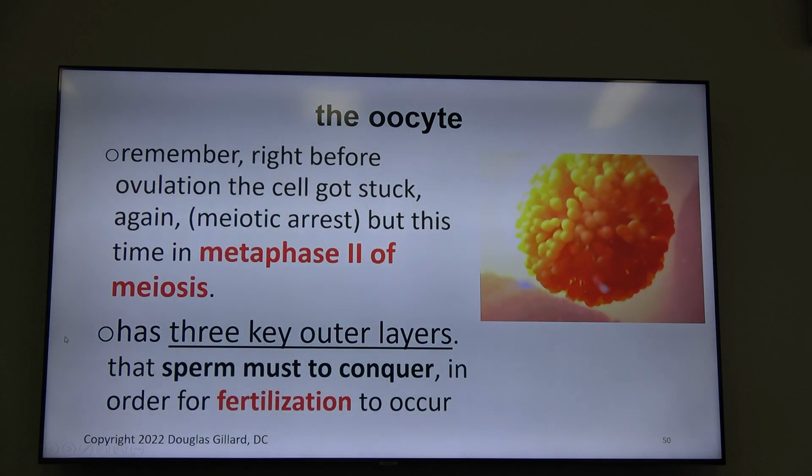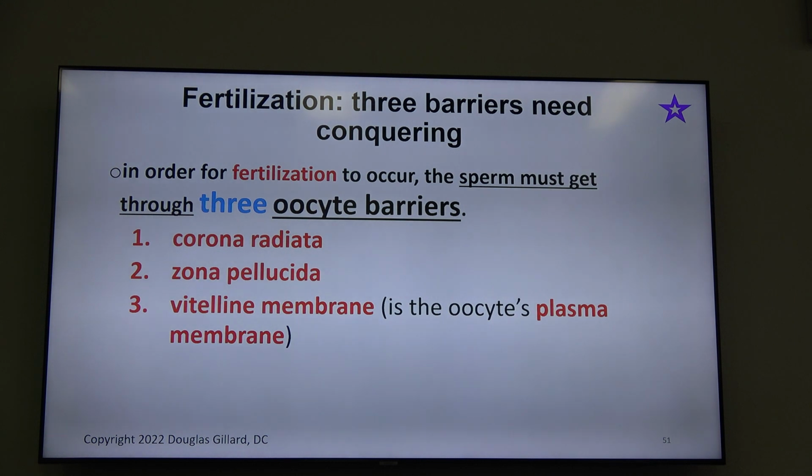And there it is, stuck in metaphase 2 of meiosis, we said. But where's the oocyte? Where's the secondary oocyte? Where's the DNA? Where's the nucleus? It's deep inside this thing. It's protected. So the sperm has to get through all these layers. In fact, there are 3 layers. Anytime you see something with 3, almost guaranteed a question's coming. Really easy for me to make a multiple choice question like that. But it needs to get through these 3 barriers. I can see the question now: all of the following are barriers of the oocyte except for blank.